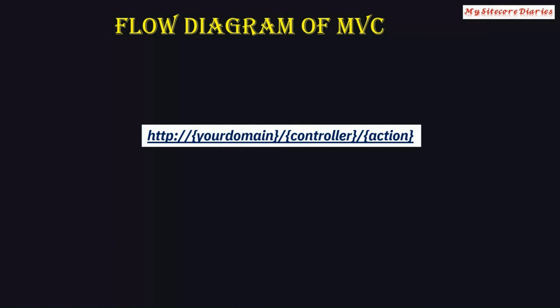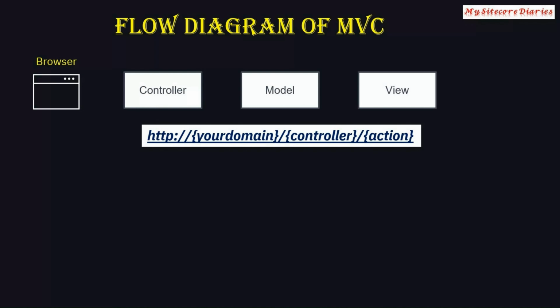So when you browse any MVC URL, it will be like this. You have your domain and you will have a controller / action. So when you browse this URL, how does this flow? Okay, so how does it flow from browser to controller to model to view and again back to the browser? That we will see now.